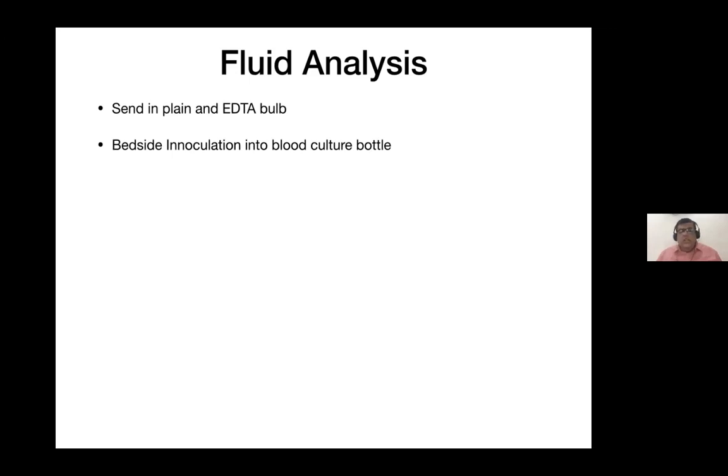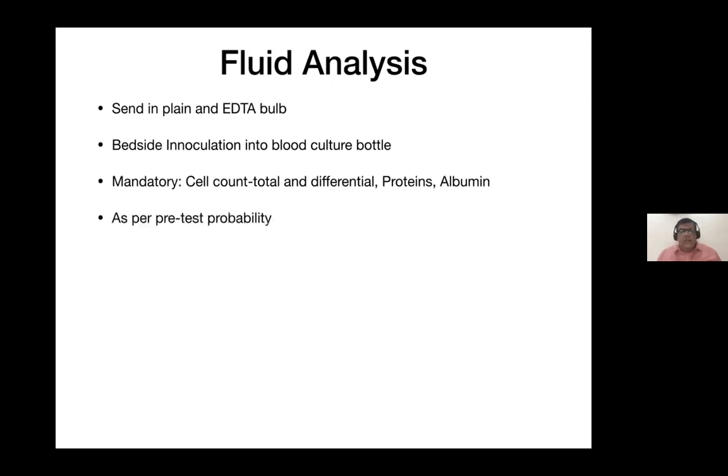What is mandatory to do every time in ascitic fluid analysis is the cell count, both total as well as the differential, proteins, and the albumin levels. What you can opt for in different circumstances, as per the pre-test probability, depending on the clinical scenario, you can ask for LDH and sugars if you're suspecting that there may be a secondary peritonitis. You can ask for ADA, which Professor S.P. Mishra from Allahabad and others have shown high sensitivity for tuberculosis.